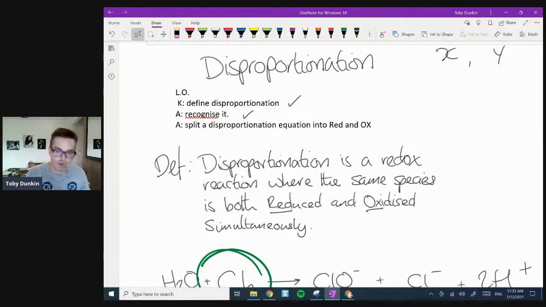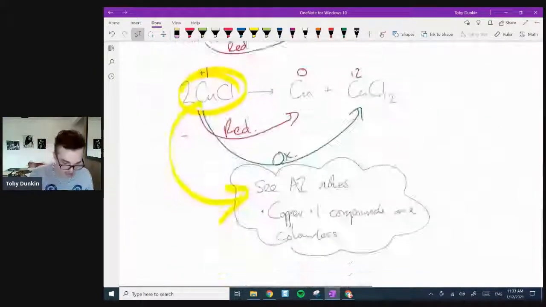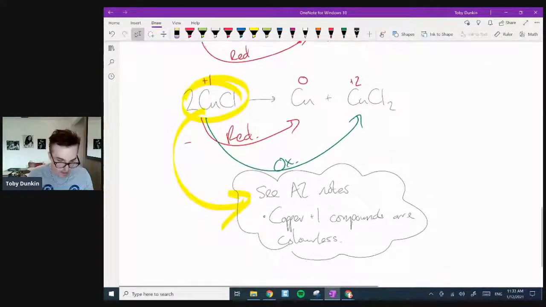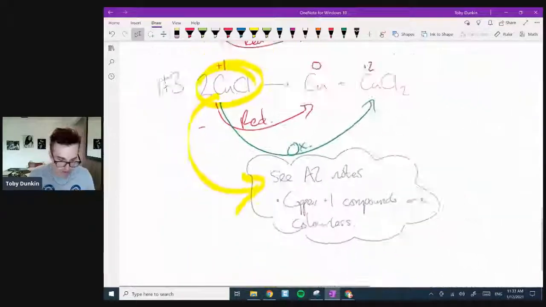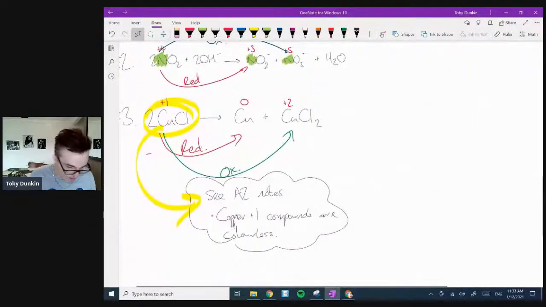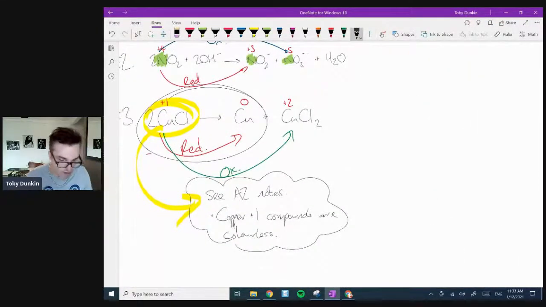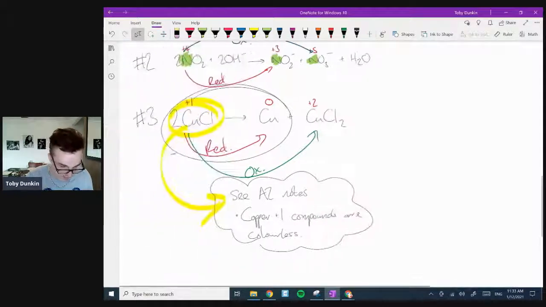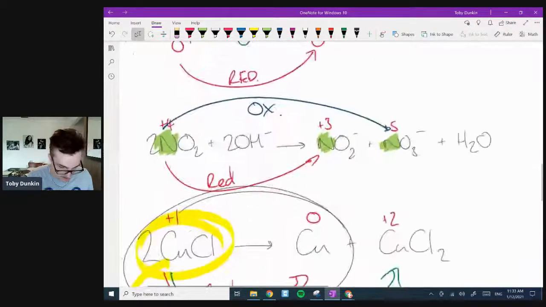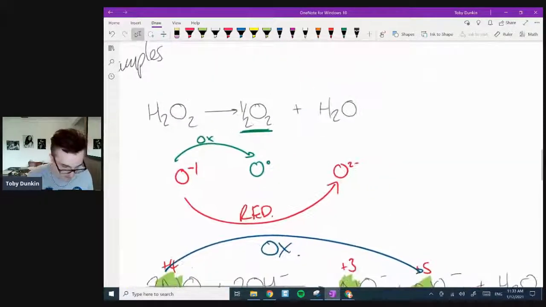So now what we need to be able to do is split them. This is much, much harder. I've suddenly realized I've got another lesson now. So splitting these equations, I'm just going to do one example. In order to split a disproportionation, once you've found the two different equations, you just write them down independently. Let's stick with this one.